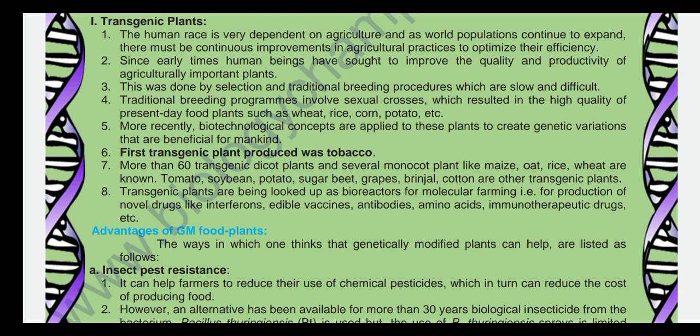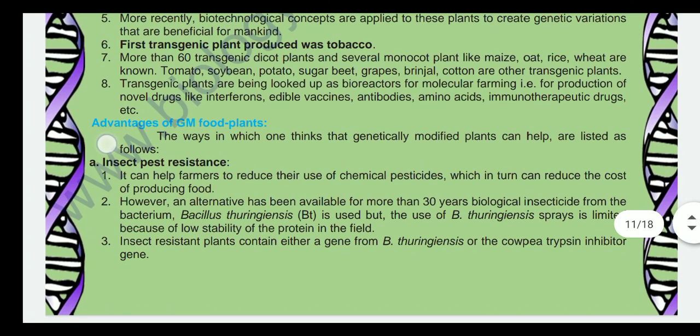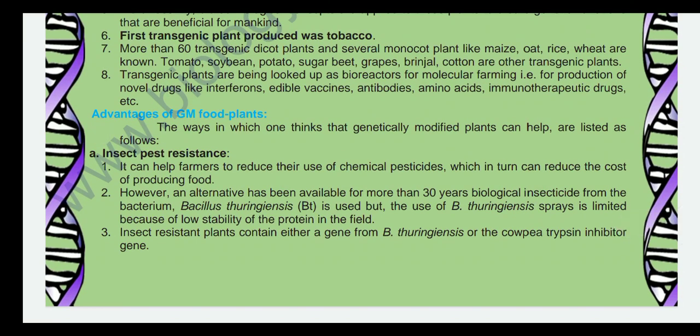More than 60 transgenic dicot plants and several monocot plants like maize, oat, rice, and wheat are known. Tomato, soybean, potato, sugar beet, grapes, brinjal, cotton, and other transgenic plants are produced. But transgenic plants are also being looked at as bioreactors for molecular farming, that is, for the production of novel drugs like interferons, edible vaccines, antibodies, amino acids, and immunotherapeutic drugs.